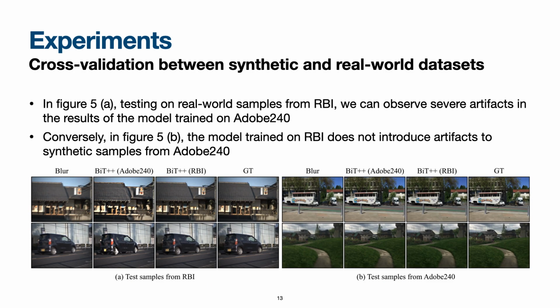To highlight the necessity of a real dataset, we present cross-validation experiments between synthetic and real-world datasets. We present results of RBI samples predicted by independent BIT++ models trained on both Adobe 240 and RBI in Figure 5a. The model trained on Adobe 240, when applied to real-world data, produced severe artifacts, indicating its poor real-world generalization.